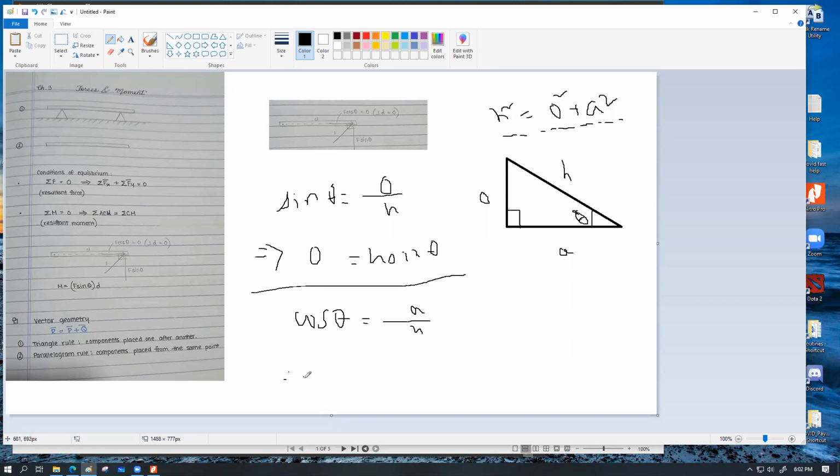So therefore, adjacent side can be expressed as a length of h cos theta. Now this is pretty important for you to understand that we can use these two pieces of information in a lot of cases for our benefit. How? Let me show you some examples.